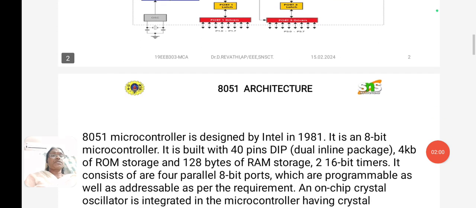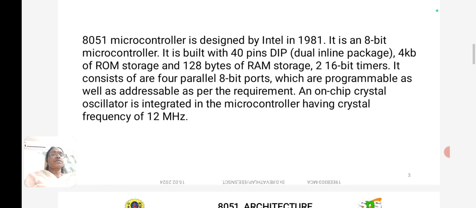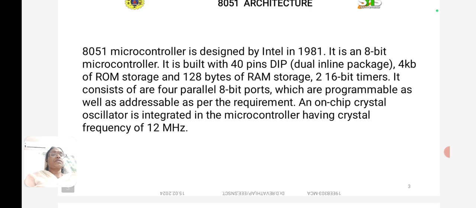And a brief about the 8051: the microcontroller was designed by Intel in the year 1981. It is an 8-bit register microcontroller. It is built with a 40-pin DIP, 4 KB of ROM storage, 128 bytes of RAM storage, and two 16-bit timers. It consists of 4 parallel 8-bit ports, which are programmable as well as addressable as per the requirement. An on-chip crystal oscillator is integrated in the microcontroller, having a crystal frequency of 12 MHz.